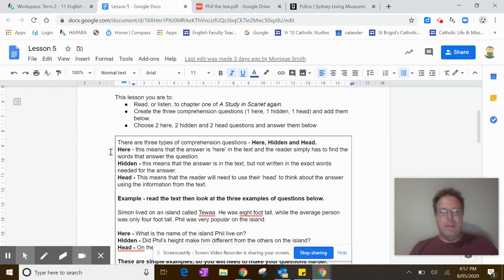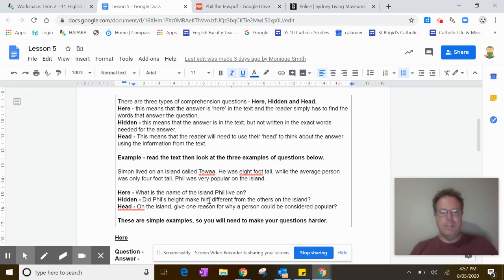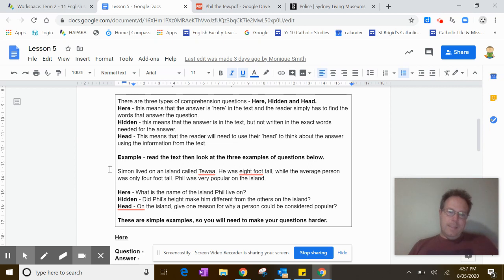To explain what that means, here means your answer is actually written on the page. Hidden means that you get enough information on there that you can work it out. And head means that you actually have to stop and think and find that answer, not on the page, but in using your brain. So here's an example. Simon lived on an island called Tiwa. He was 8 feet tall, while the average person was only 4 foot tall. Phil was very popular on the island.